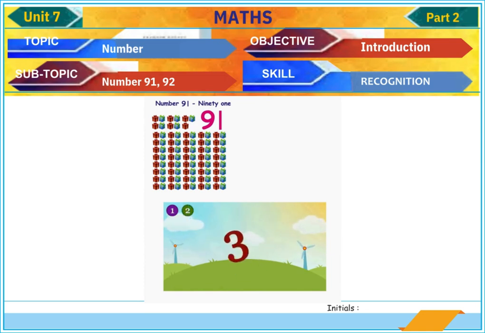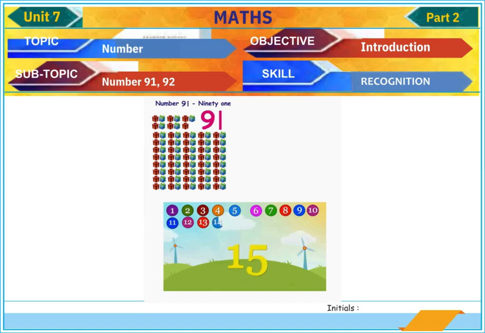3. 4. 5. 6. 7. 8. 9. 10. 11. 12. 13. 14. 15. 16. 17. 18. 19. 20. 21. 22. 23. 24. 25. 26. 27.